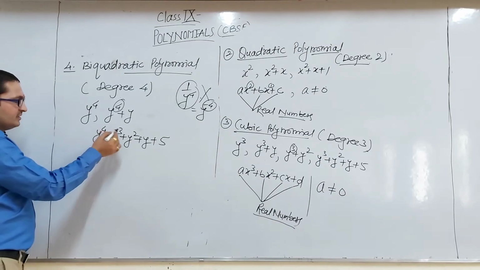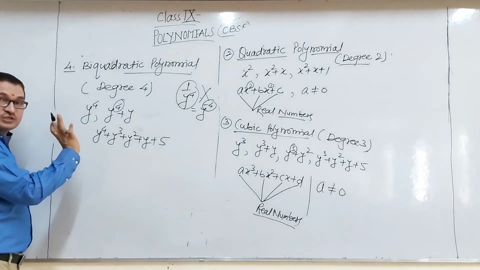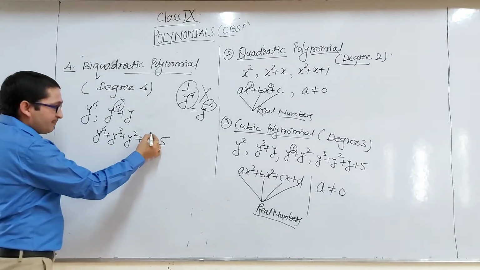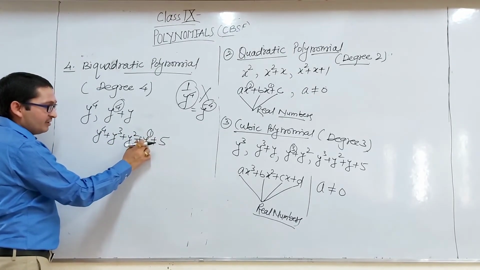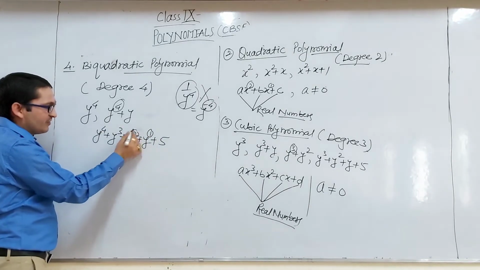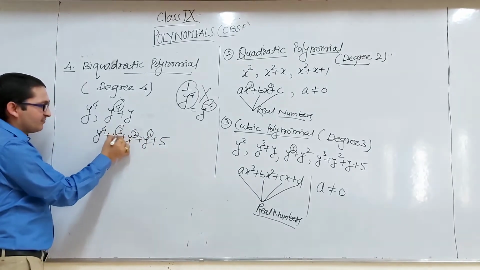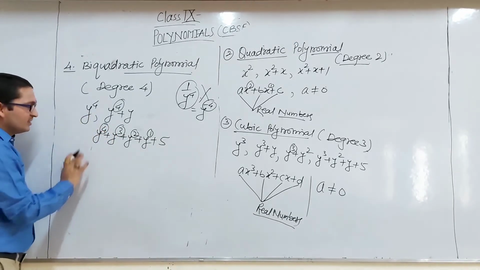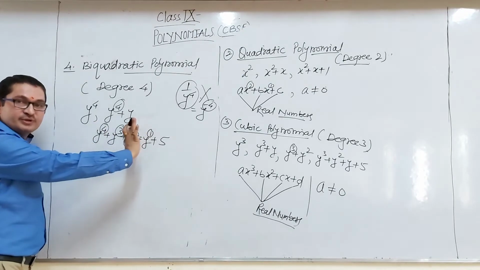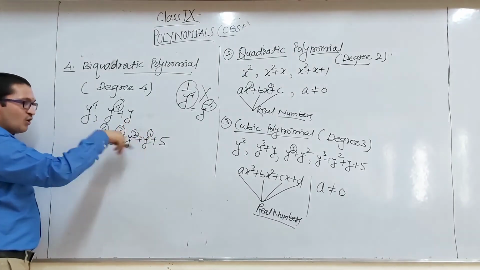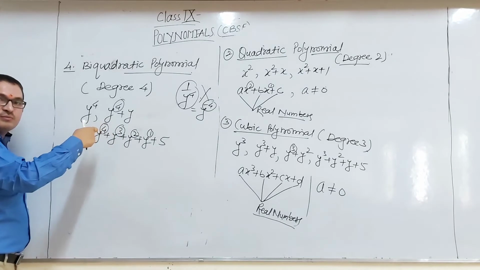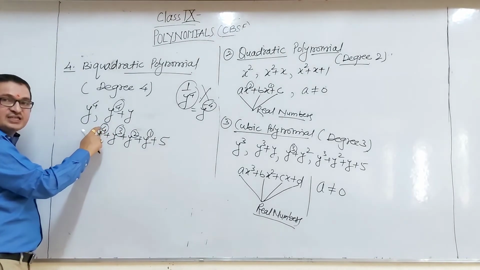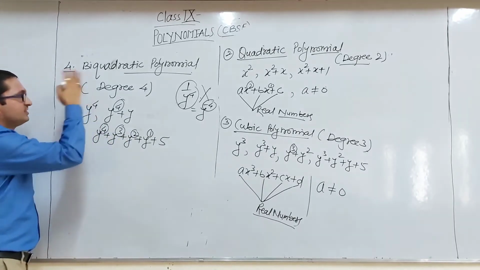The reason is that the first thing we have to check is whether this is a polynomial or not. To check it, what is the power of this variable? 1, a positive integer. What is the power of this variable? 2, a positive integer. 3, a positive integer. 4, a positive integer. It means this is a polynomial. Now we need to identify what kind of polynomial it is. The degree, the highest power of this polynomial, is 4. So this is a biquadratic polynomial.